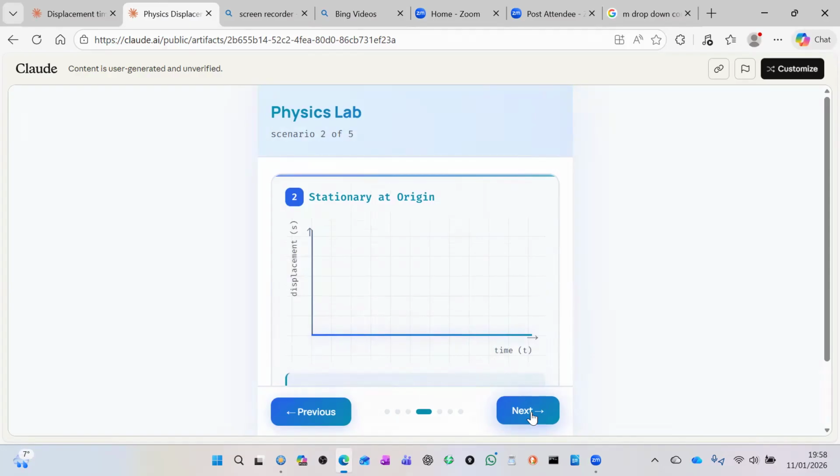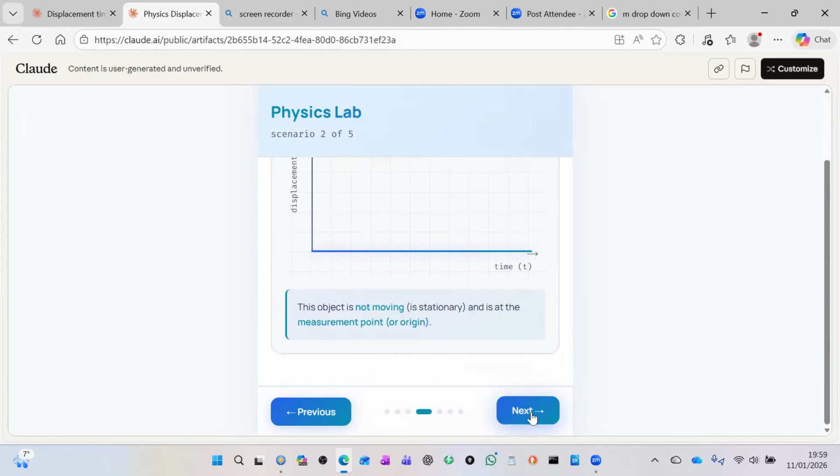In this example, we've still got a horizontal line on our graph, but it lies on the time axis. So its displacement value is 0. So the object is not moving, it's stationary because its displacement time line is horizontal. But in addition, it is at the measurement point or the origin.